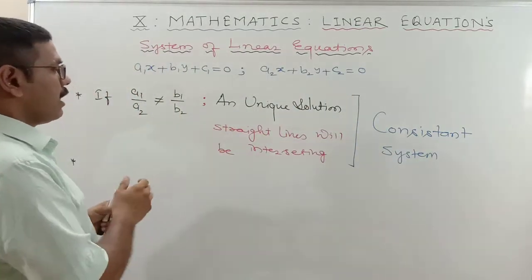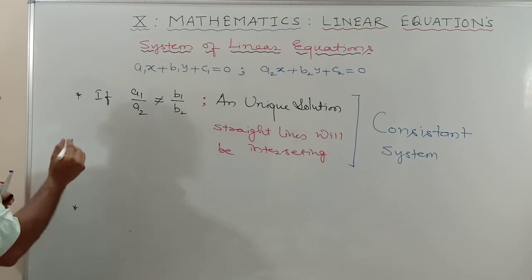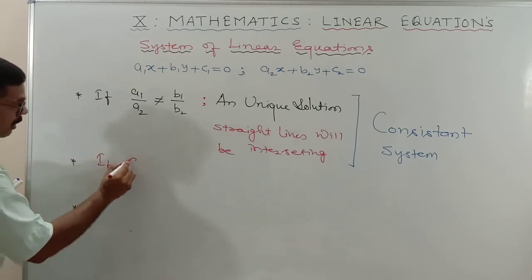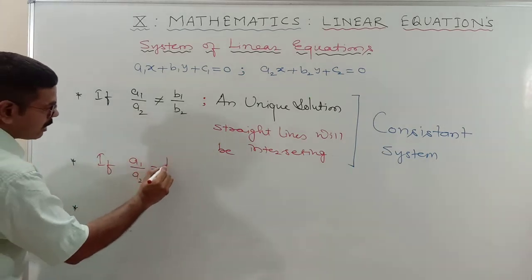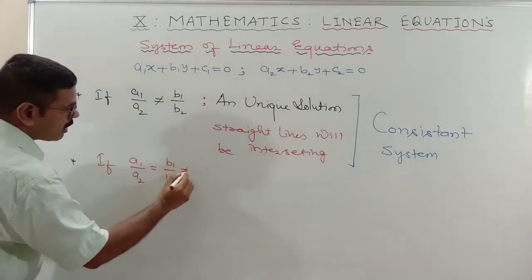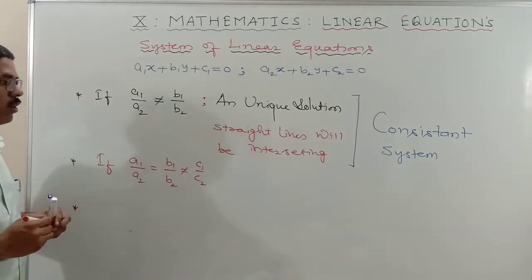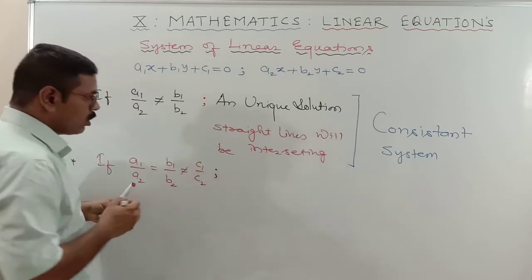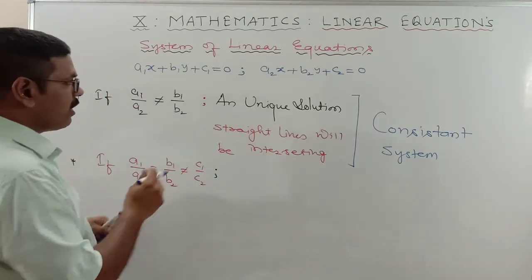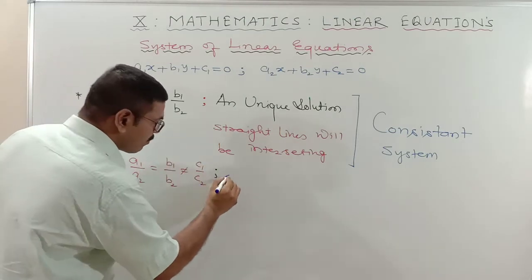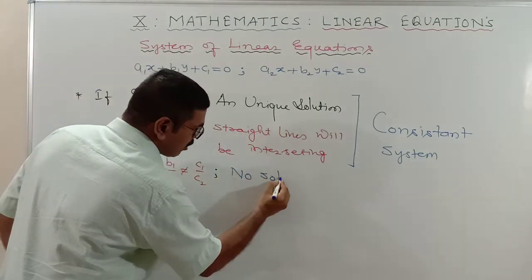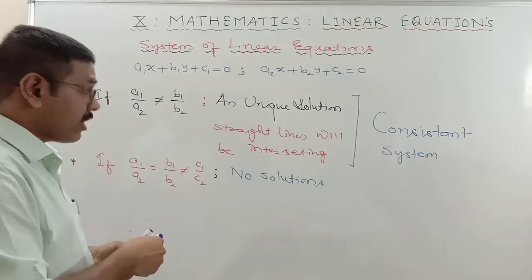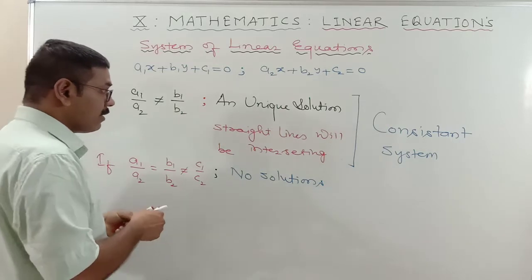That's very simple. Suppose in the second case, it may be if a1 upon a2 is equal to b1 upon b2, but it is not equal to c1 upon c2. Okay, in this case what will happen? In this case you may see that the system will have no solution. No solutions. Okay, and the straight lines will be parallel.